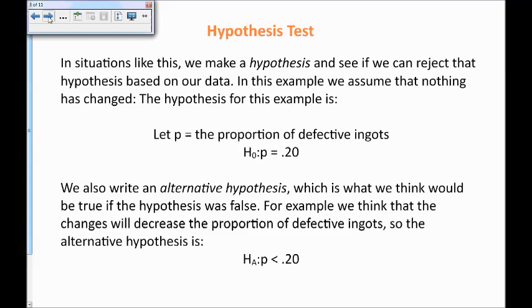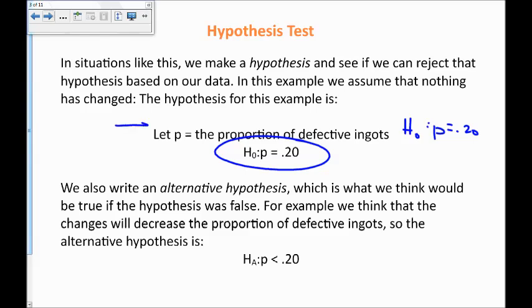Okay, so we begin by writing a hypothesis that looks like this, and this is H sub 0. The null hypothesis is what it's called. The initial hypothesis, the null hypothesis, in this case is p equals 0.20, that the proportion of defective ingots is 20%, and I also defined what the variable was. It is the proportion of defective ingots.